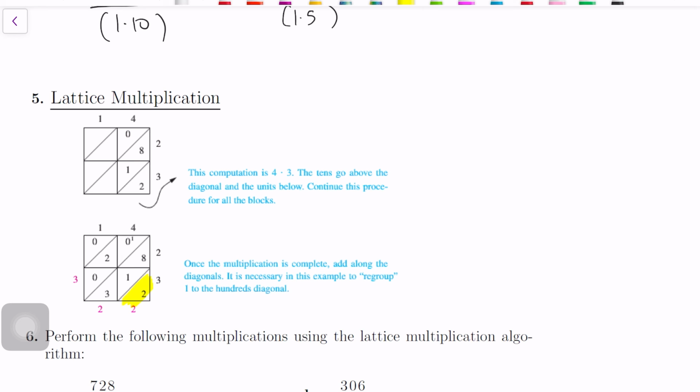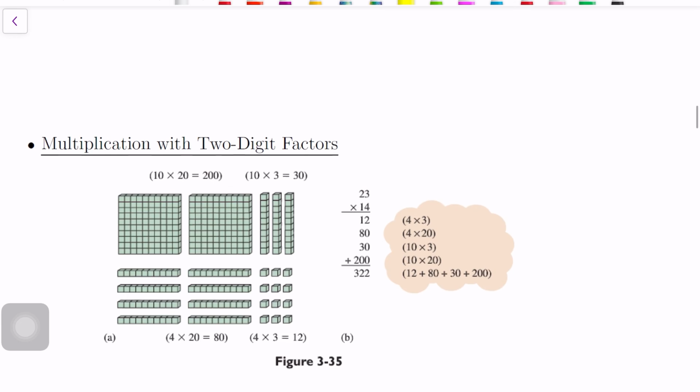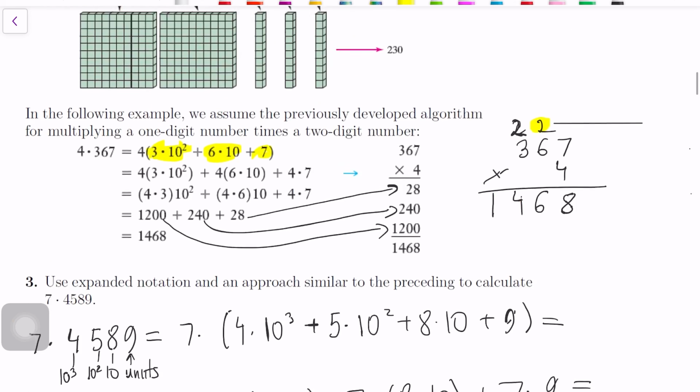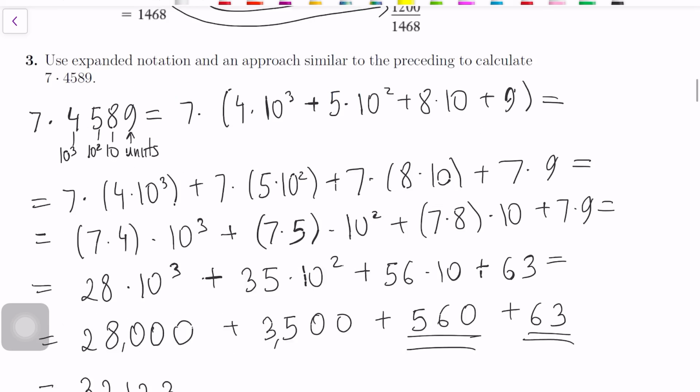This diagonal will give you combined 12, which gives you 2, and 1 carries over to the next. 1 carries over here. So then this diagonal gives you, with this 1 carried over, 3. So you put 3, and then that's it, right? And then 0. So the final answer will be 322. Here, 322. 14 times 23. Did we do that here? Don't remember if we did that.